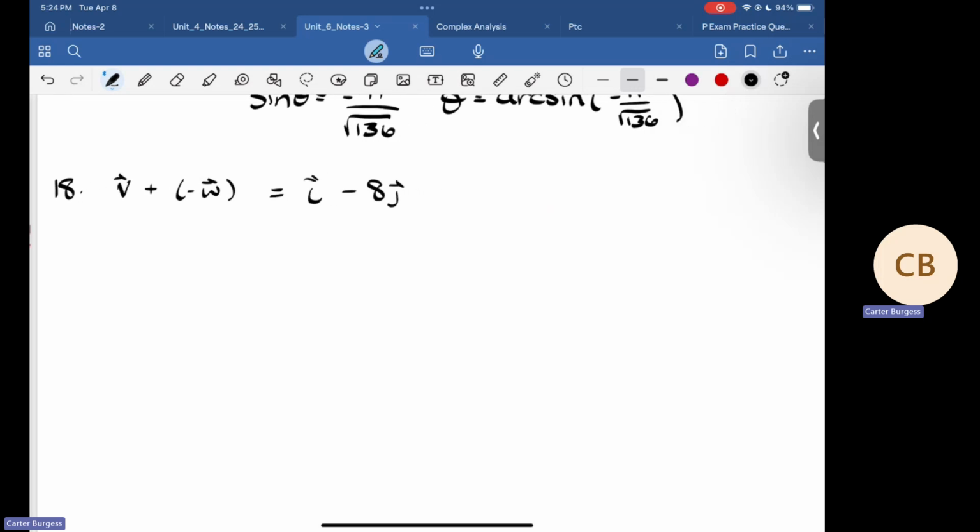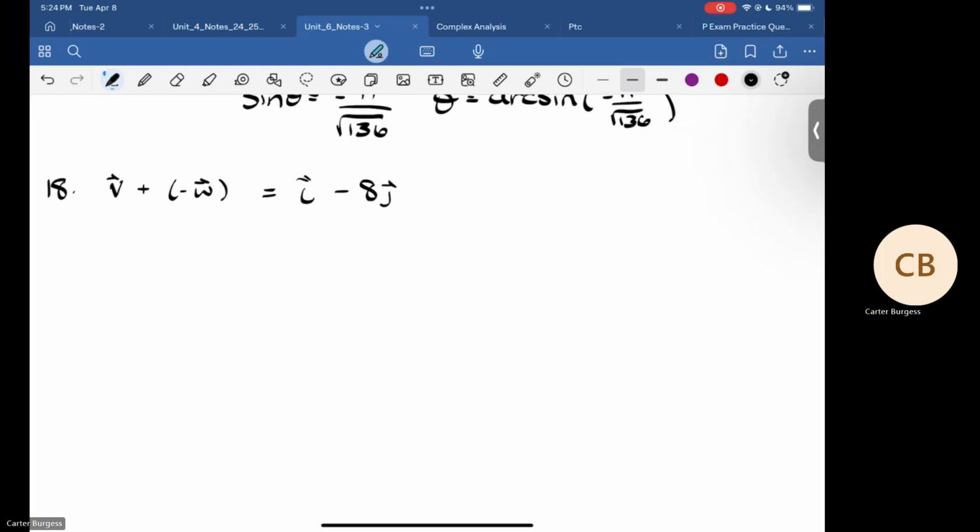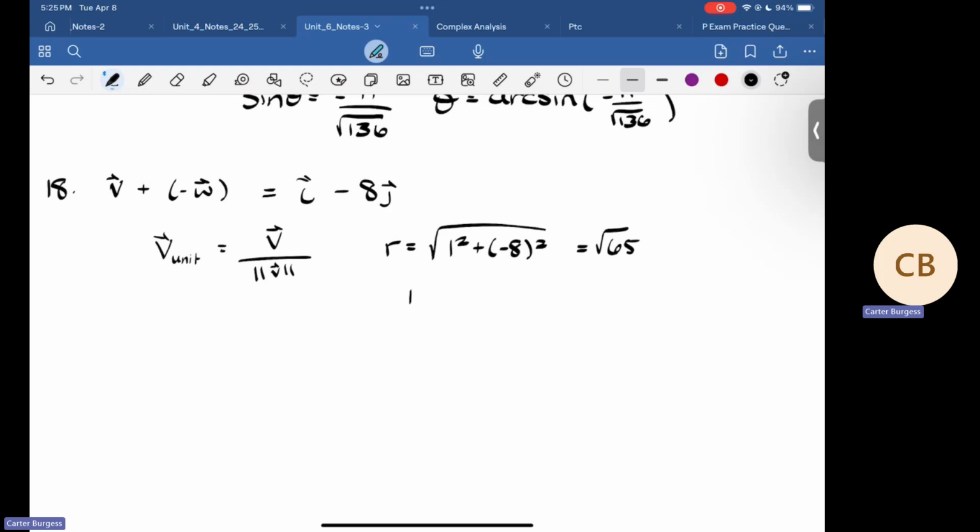For my vector, unit vector, so I'll call this v unit, is the normal vector divided by its magnitude. So in order to figure this out, we need to figure out the magnitude, in this case r, which is the square root of 1 squared plus negative 8 squared. I get the square root of 65. And so what I get is 1 over the square root of 65 in my i direction and negative 8 over the square root of 65 in my j direction.